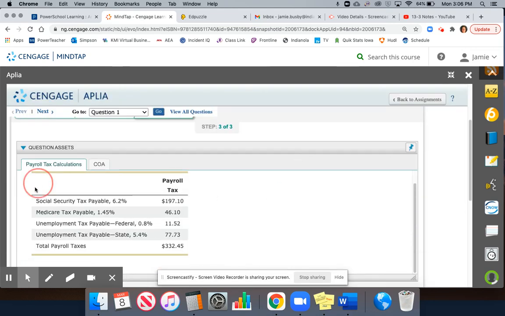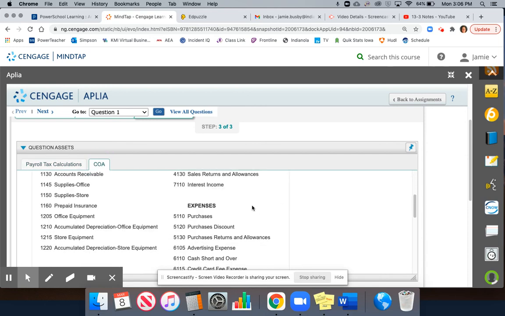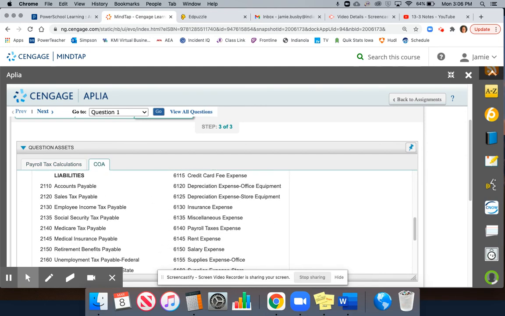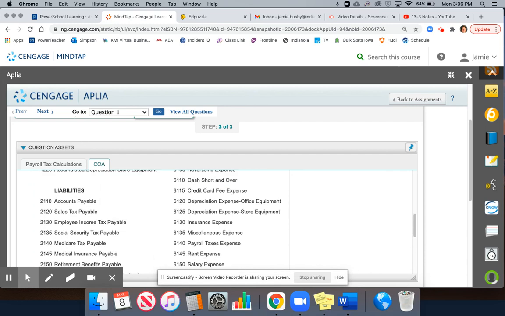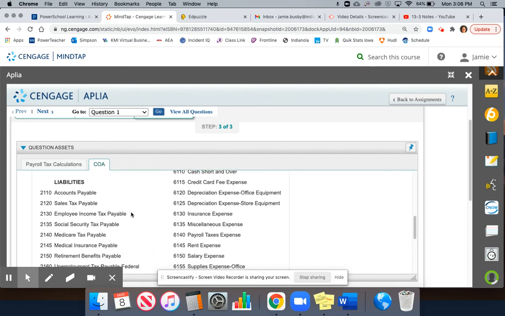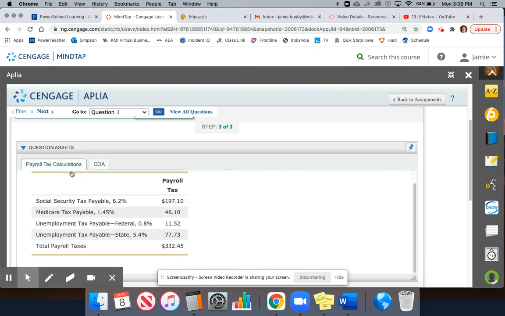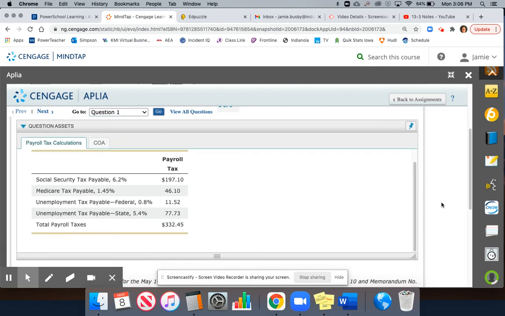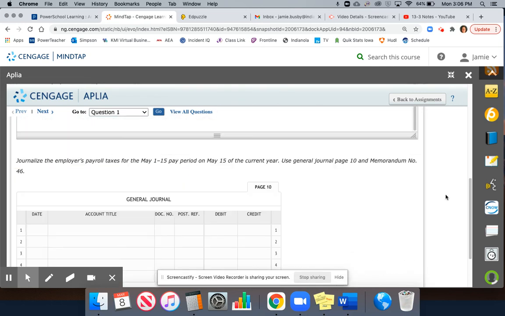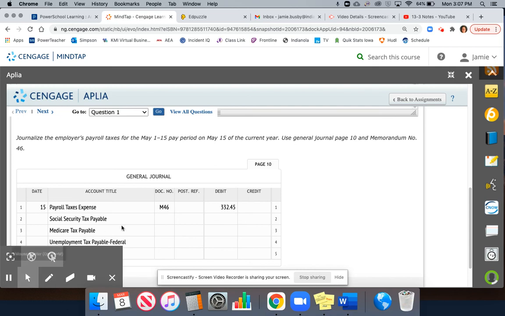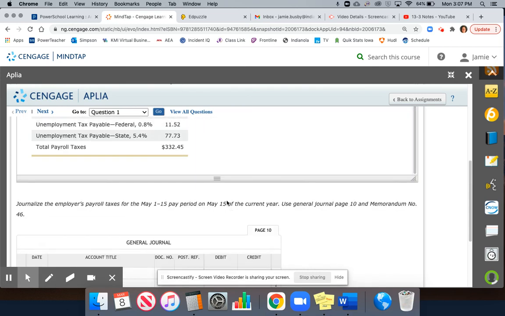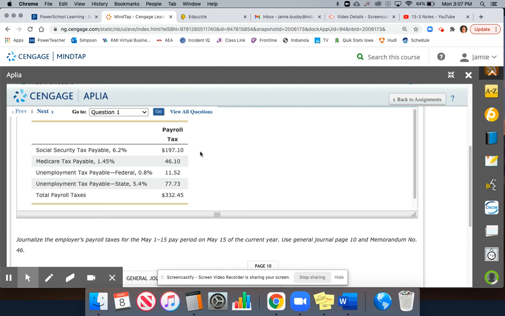Now we need to use these numbers to complete our journal entry. So there are the numbers up here again, and you might need the chart of accounts to see the exact account name that you're going to use, but we're going to debit payroll expense and then credit our 4 payable amounts: Social Security, Medicare, and then FUTA and SUTA. So those are the numbers that we need. So I have our account names in here, and now I'm going to use the numbers from up above and fill in our journal entries.